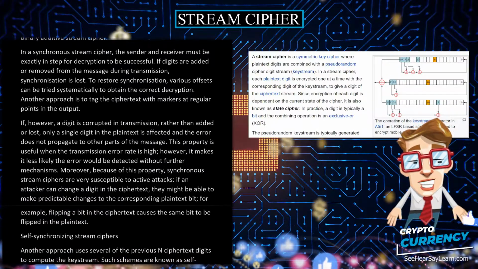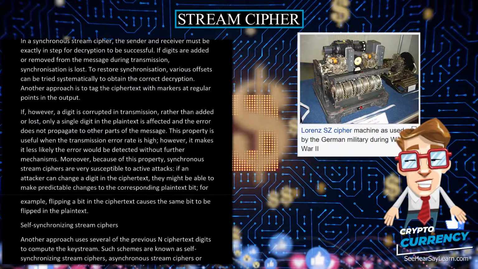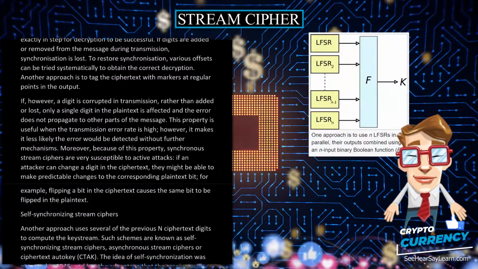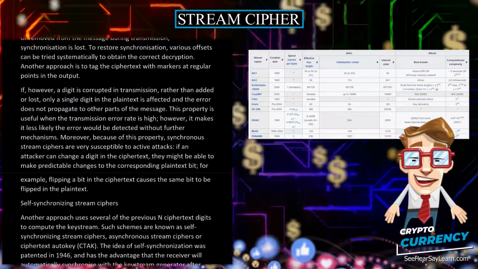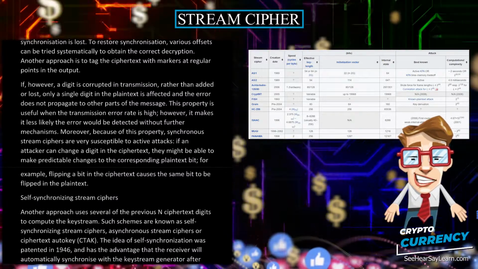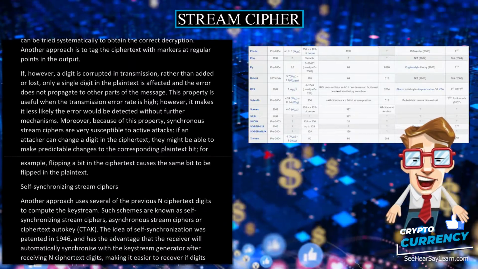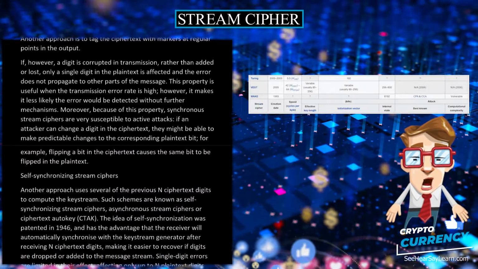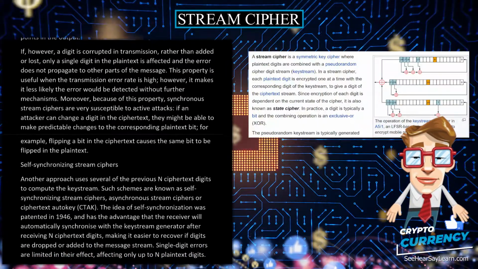This property is useful when the transmission error rate is high, however, it makes it less likely the error would be detected without further mechanisms. Moreover, because of this property, synchronous stream ciphers are very susceptible to active attacks. If an attacker can change a digit in the ciphertext, they might be able to make predictable changes to the corresponding plaintext bit. For example, flipping a bit in the ciphertext causes the same bit to be flipped in the plaintext.